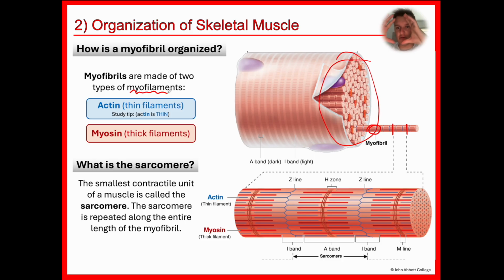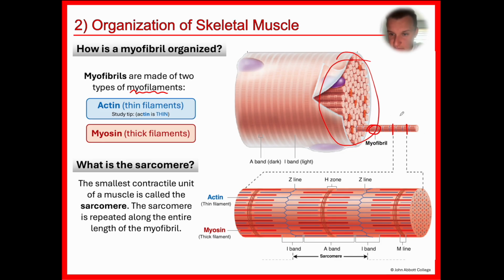Fiber sounds big. A big fiber. A fibril sounds smaller, and a filament sounds super small, right? So we have the fiber, which is the cell. We have many myofibrils, and in one myofibril, we have many myofilaments.